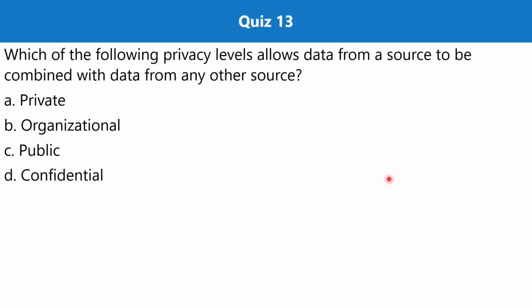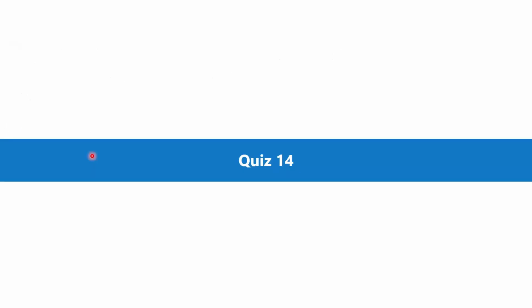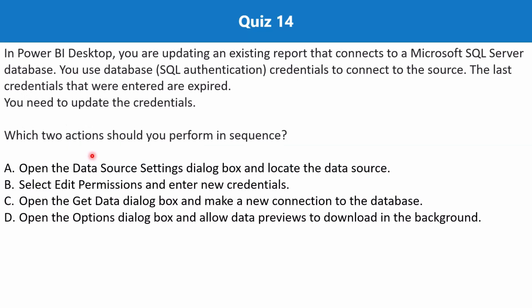So we have seen this once we were discussing privacy levels. So confidential is no privacy level. So the valid privacy levels are private, organizational, and public. And for the condition that has been explained in this question, option C, which is the public privacy level, is the correct answer.